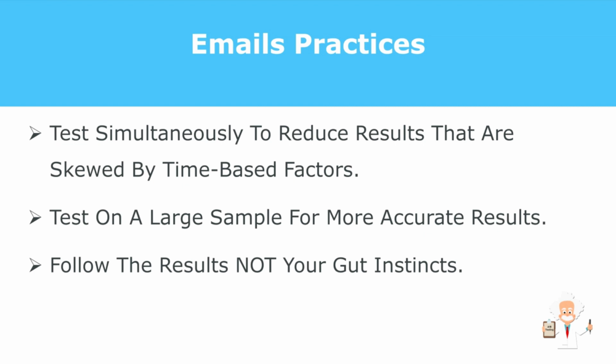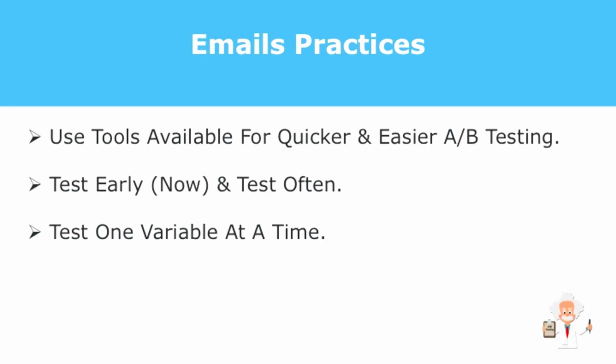Always test simultaneously to reduce the chance your results will be skewed by time-based factors. Test as large a sample as you can for more accurate results, and listen to the empirical data you collect, not your gut instinct. Use the tools available to you for quicker and easier A/B testing. Test early and test often for the best results. Test only one variable at a time for best results. If you want to test more than one, look into multivariate testing instead of A/B type testing.